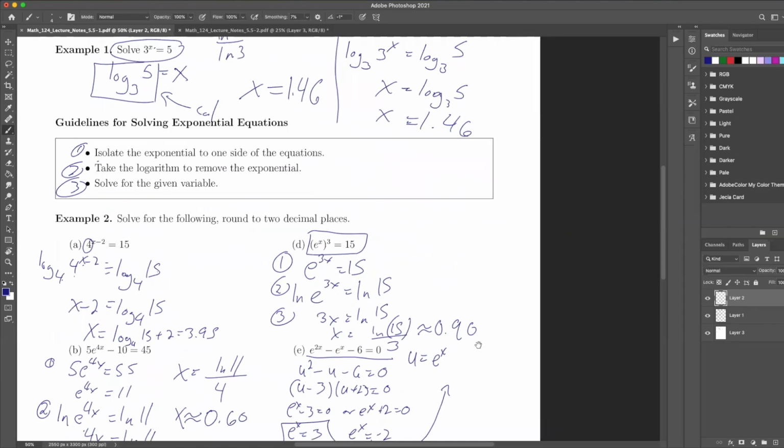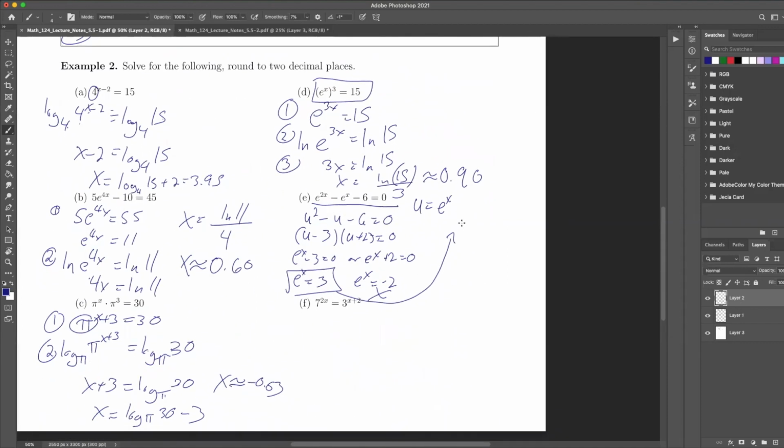Wasn't this the one we solved way up front? No. Okay. Well, here we have e to the x. So here we just take ln of e to the x. Ln of 3, that means x equals ln of 3.